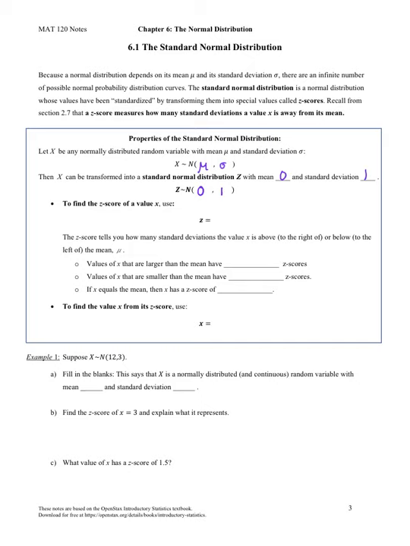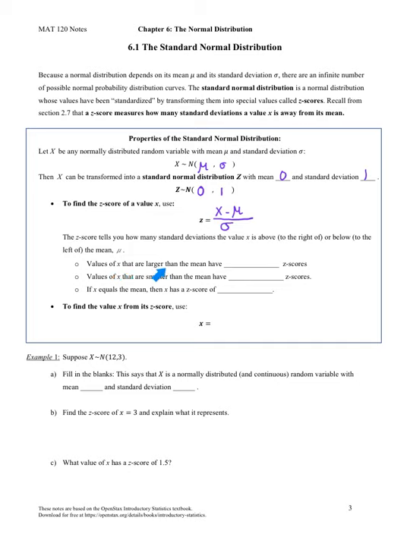You might remember from chapter 2, when we're looking for a z-score, we use the data point minus the mean divided by our standard deviation. And the z-score, once again, tells you how many standard deviations the value x is to the right or to the left of the mean.